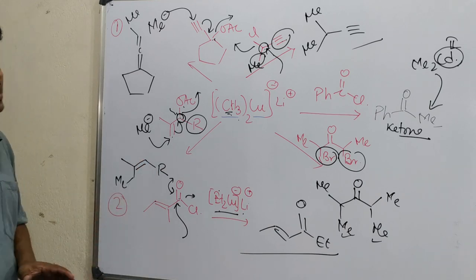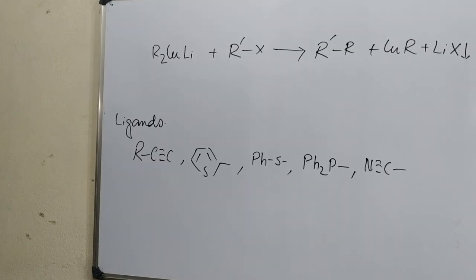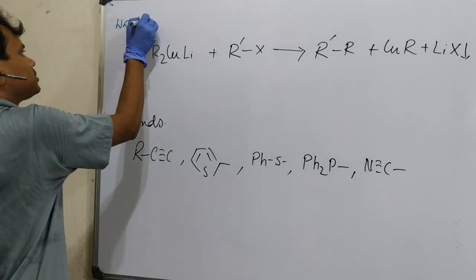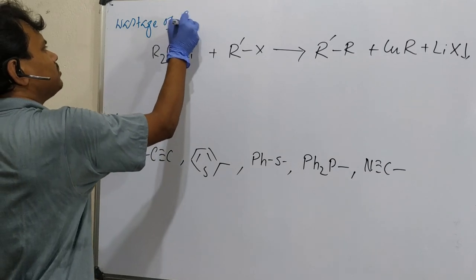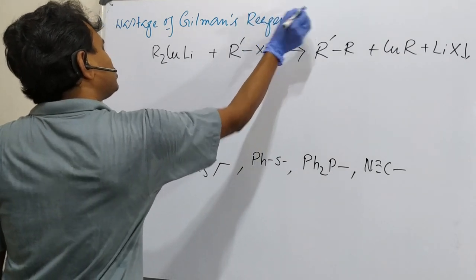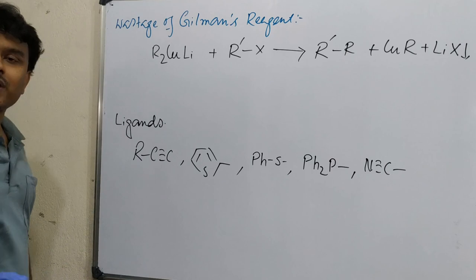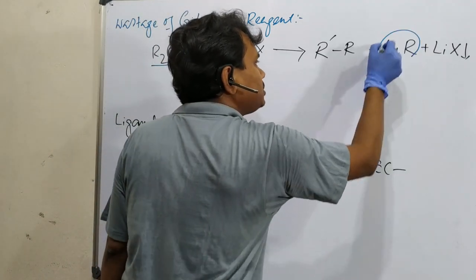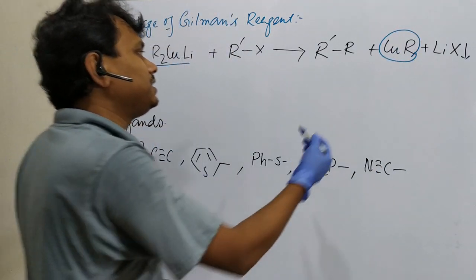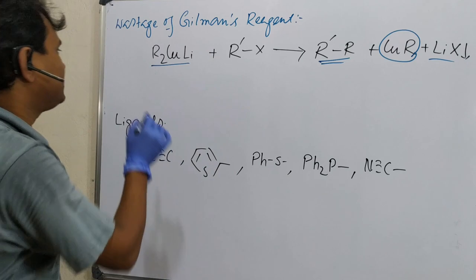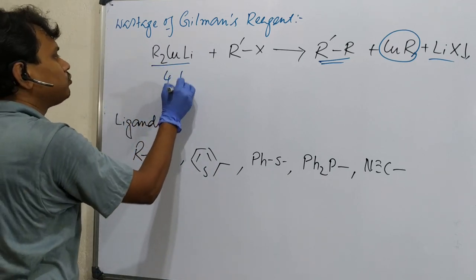So now we will discuss an important thing, the wastage of this reagent. Let's discuss the last part of this discussion, the wastage of Gilman reagent. What do I mean? This is the typical Kohlhaas synthesis. What happens if we take this Gilman reagent? One unit of this CuR is produced, and it is wasted. This is the coupled product and lithium halide. Generally it is observed that this is taken in excess, like fourfold excess.